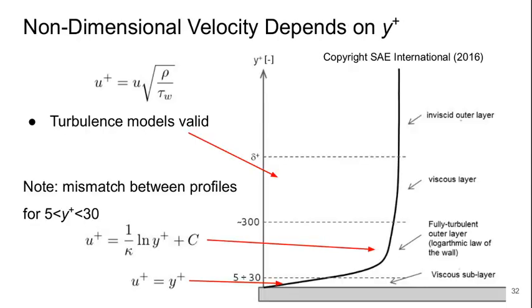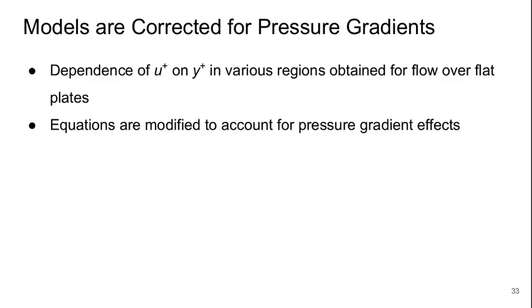So this means that it's often a good idea to avoid having the first cell of your boundary layer be in that distance between y plus of 5 and 30, because it can be difficult to have an accurate assessment of the wall shear stress in that case, or the wall velocity, or near-wall velocity. Now, as I said, that profile is in a neutral pressure gradient, but typically the models are corrected for the presence of pressure gradients. So there are some ways that these equations are modified to account for the fact that they may exist in a favorable or adverse pressure gradient.